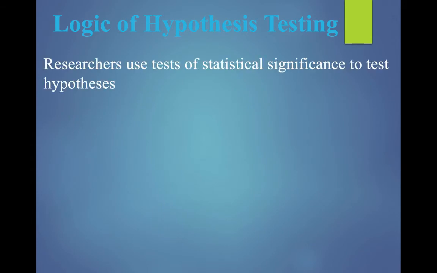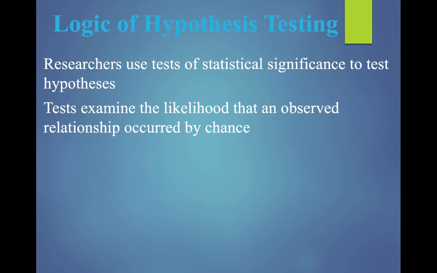All right, so the logic of hypothesis testing. Researchers use tests of statistical significance to test hypotheses, to see if variables have relationships to one another, and to what extent, and if there is a direction of that relationship. The tests themselves examine the likelihood that an observed relationship occurred by chance. First you assume the null hypothesis: no relationship, or just complete randomness of the variables in the total population. Then you calculate the likelihood that the observed data occurred at random.